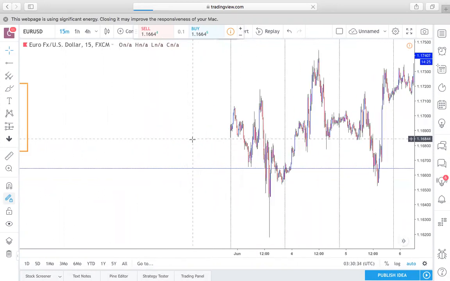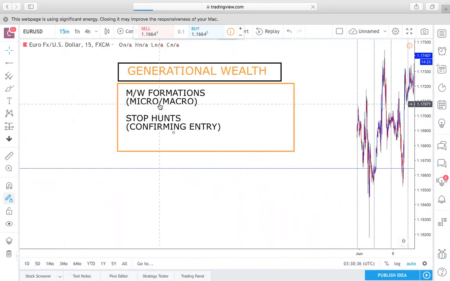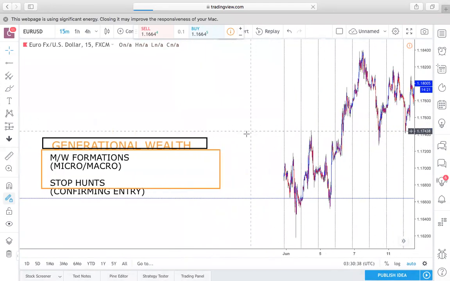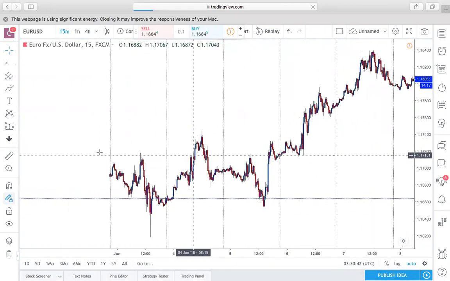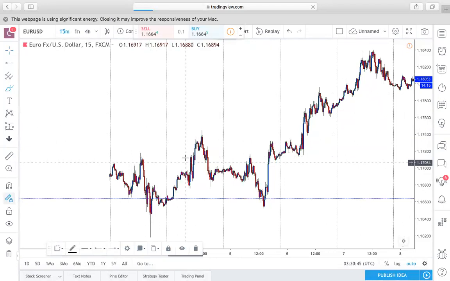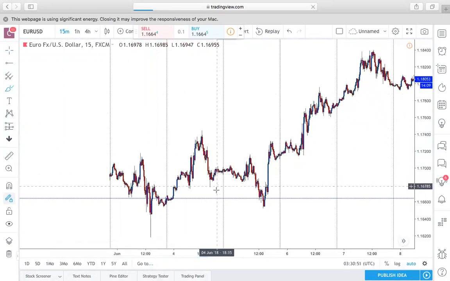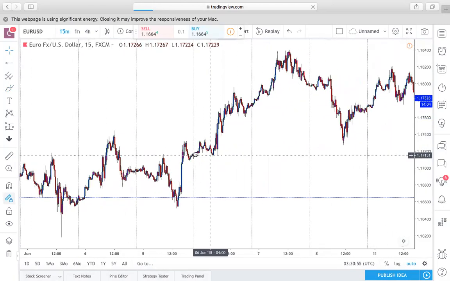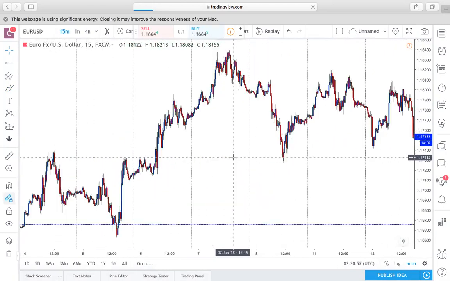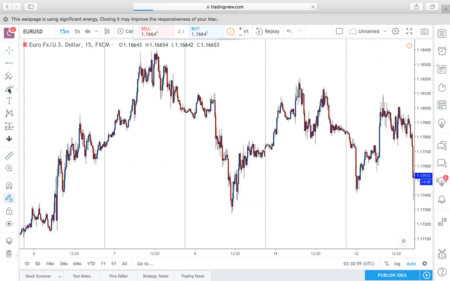So our M&Ws are micro and macro. Our micro would be a smaller M, like such right here, that would be considered our micro. And a macro M would be, say, this area right here, we have a macro.